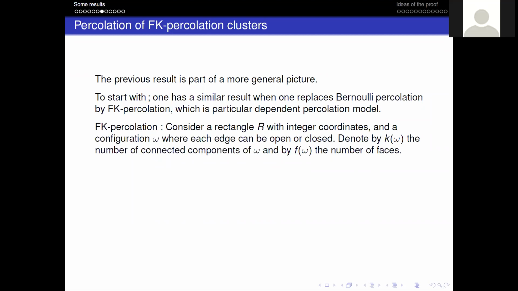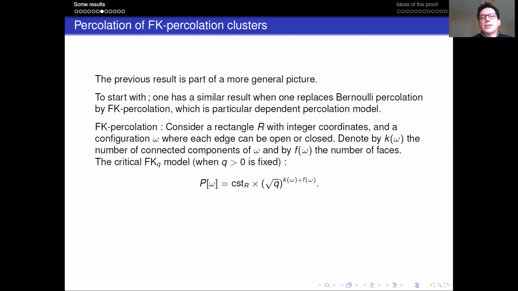And one usual way to define it, I just write it down very quickly here, is that if you define the FK percolation model in a finite box, for a given configuration, you have a certain number of connected components defined by the open edges, and a number of faces that is defined by this configuration.